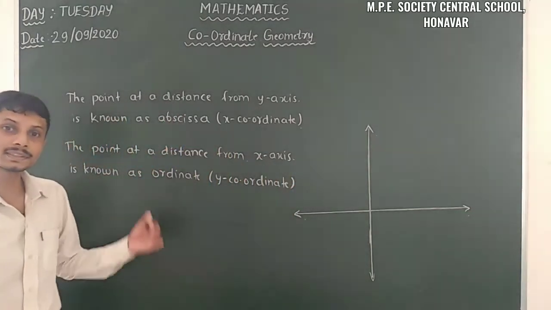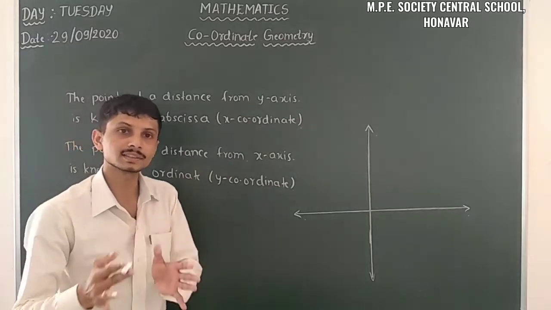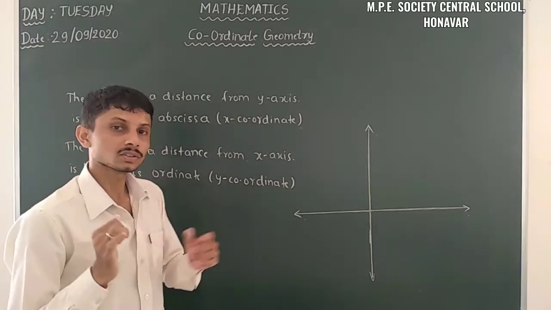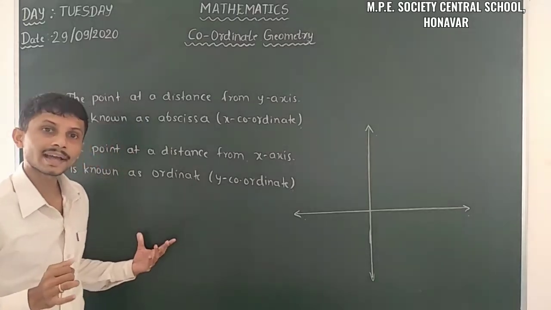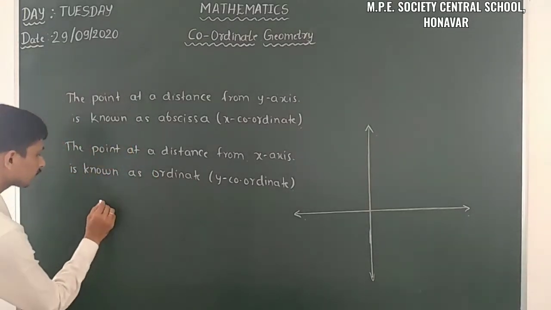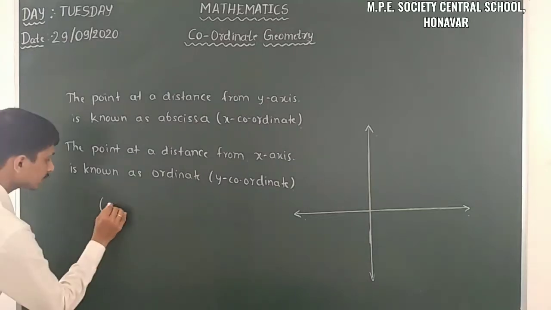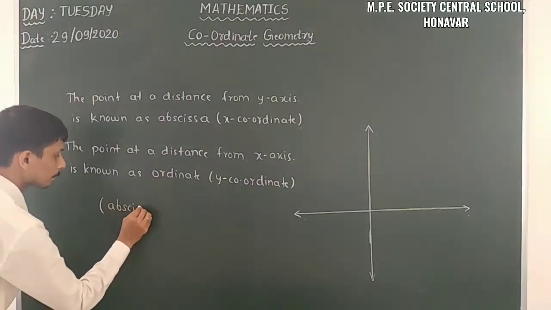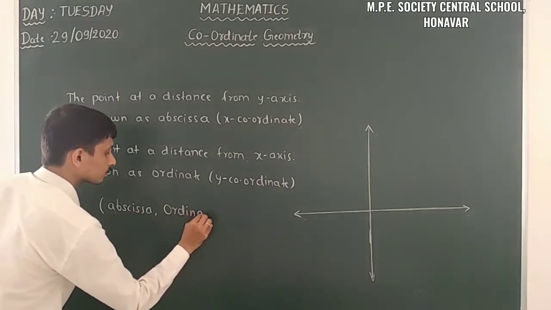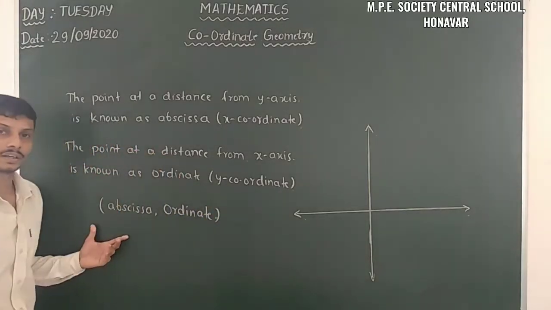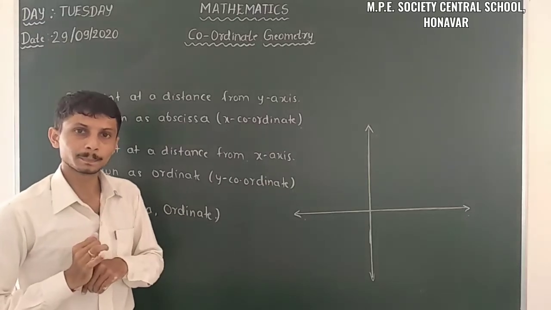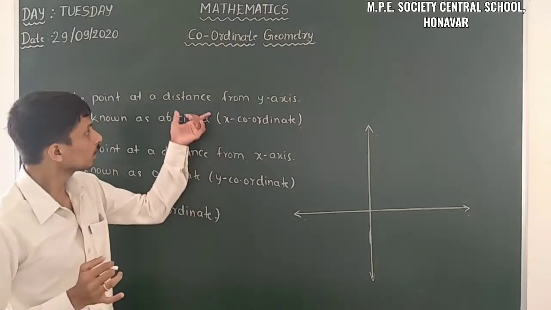So when we write coordinate points, we have to write the x-axis value first and the y-axis value next, that is in the form abscissa, ordinate. In this chapter these two things are very very useful, because here we keep on taking distance.